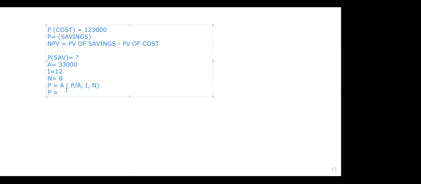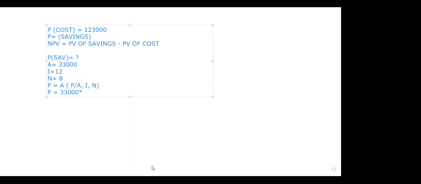So what is P now? P will now be 33,000 multiplied by the table factor. We are looking for P given A at 8 years at 12%. So if you go to your interest table, you find yourself first at the 12% table, and you find 8 years and mark it. So now we're looking for P given A.